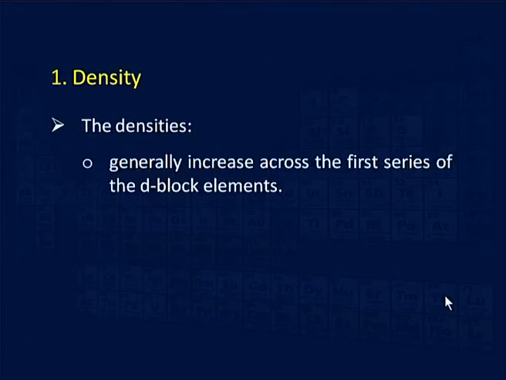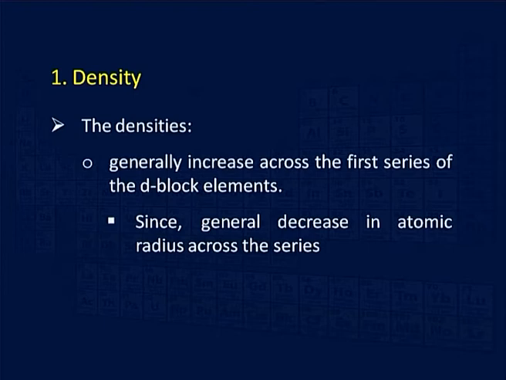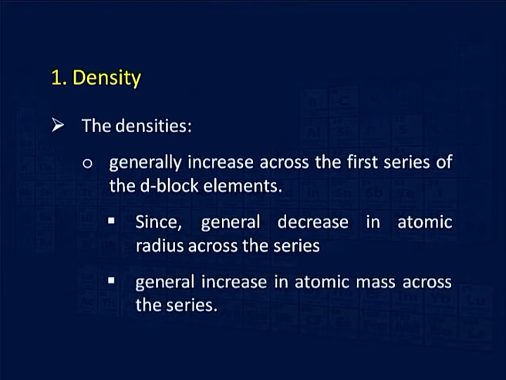The densities of the first row transition series generally increase across the first series. This is because there is a decrease in atomic radius along the first series. Moreover, there will be an increase in atomic mass across the series.